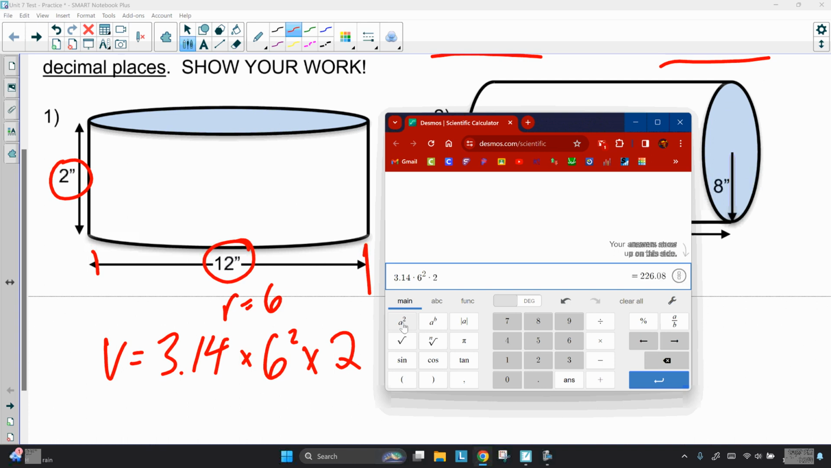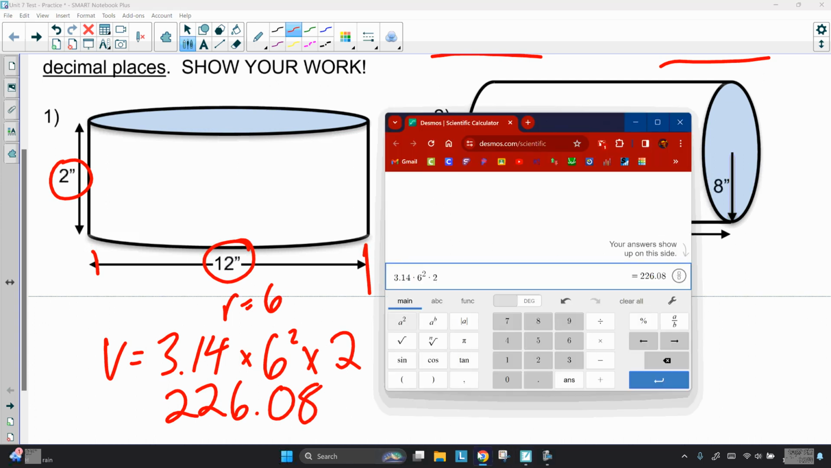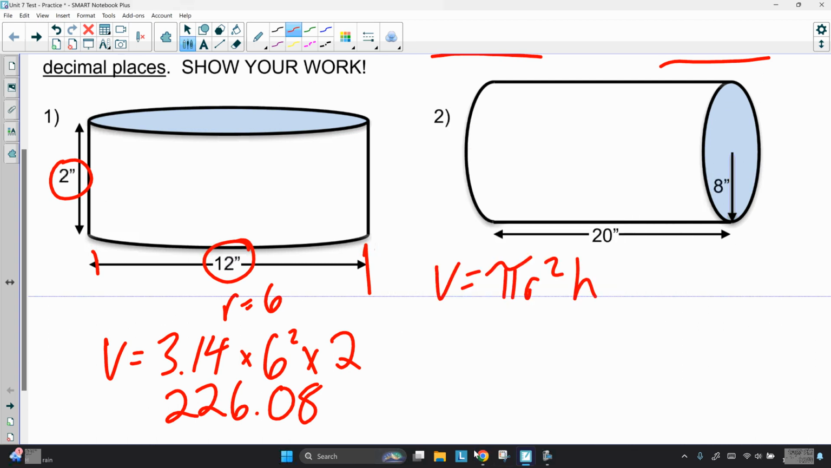3.14 times 6 squared times 2. And we get 226.08. Just for a final check to make sure I remember it correctly. Yes, 226.08. Also, I told you to be careful about those units. 2 tick marks means inch. So this would be inch cubed as your answer.